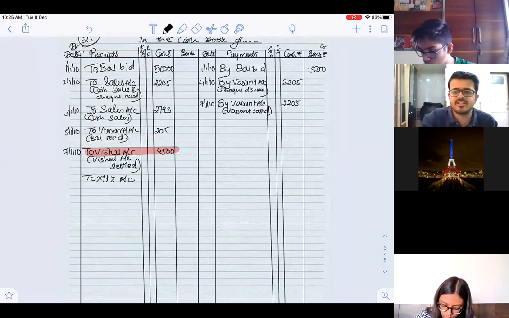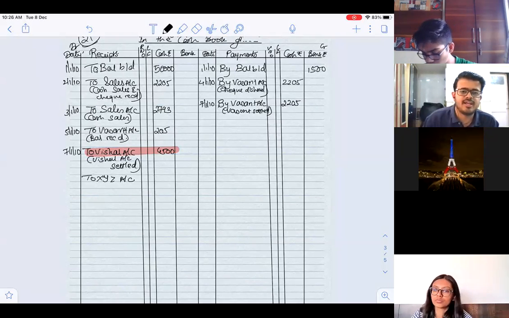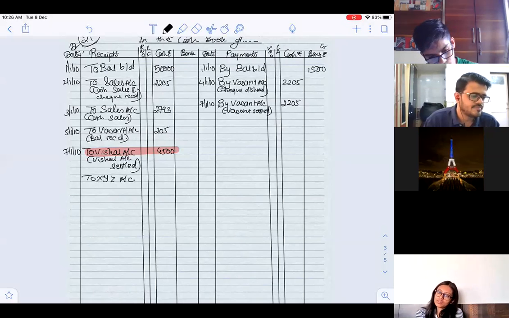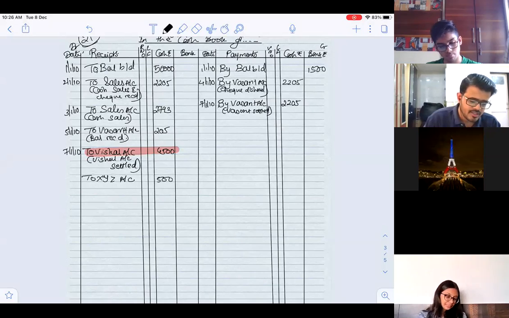Are you all getting that, Nishant, Dev? Okay, cash to XYZ, and what will be the amount? I think it is 500 rupees. Cash to XYZ. This is amount received, cash received. Okay, this is happening on 12th.